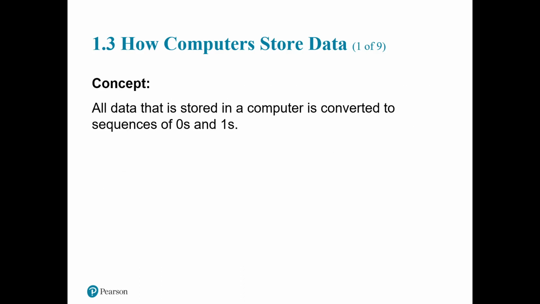Hey everyone, welcome to the second part of chapter 1 video lecture, and today we're going to talk about how our computers store data. One of the concepts that we need to get familiar with is that all data is stored on a computer in zeros and ones. Everything that you see, videos, pictures, text, does not matter. Everything is translated into zeros and ones eventually.